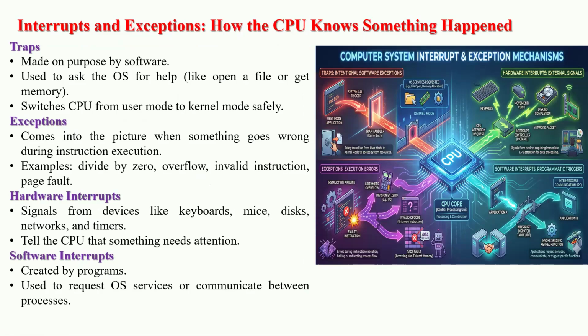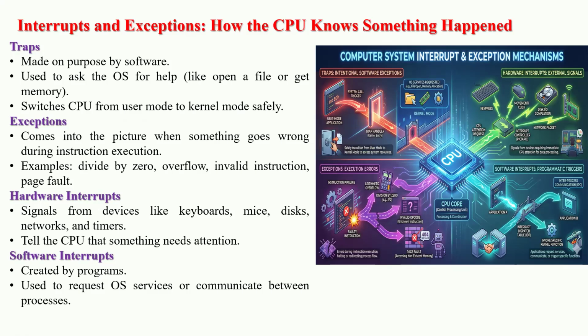Now let us try to understand how the CPU knows that something happened, like what traps, exceptions, hardware interrupts, and software interrupts are. Some interruptions are planned. When a student application wants to open a file, let us say in the Ubuntu lab system at our department, the programs cannot directly access the disk. It politely asks the operating system for help, and this planned request is called a trap. It safely moves the CPU from user mode to kernel mode.